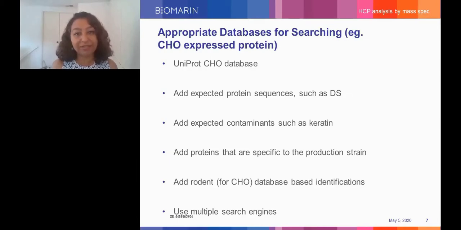And if it's CHO cells, for example, you might also want to add a rat and mouse database, a rodent database. And I would always do searches with multiple search engines. Some of the products that are out there right now are agnostic of the mass spec vendor. You can go in and do searches with the same software using multiple kinds of mass specs, and you can also do multiple kinds of search engines. And there's software available for merging all of that data.